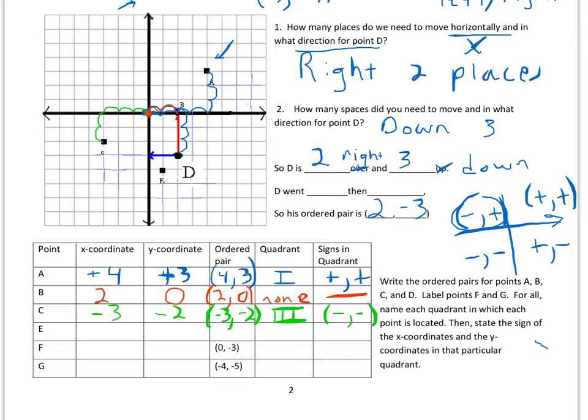All right, go ahead and finish this table off. You guys can use these ordered pairs. So let's see, point E is right here. Use these ordered pairs to fill in the rest of the table. So go ahead and hit pause now. Fill in the rest of the table. When you're done, unpause it, and let's move on.